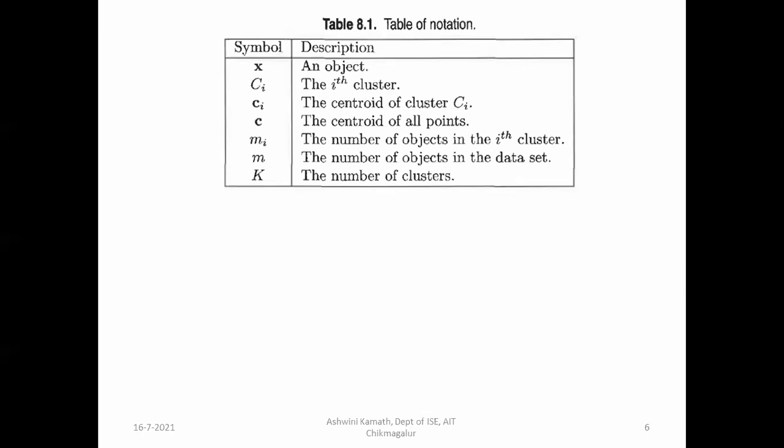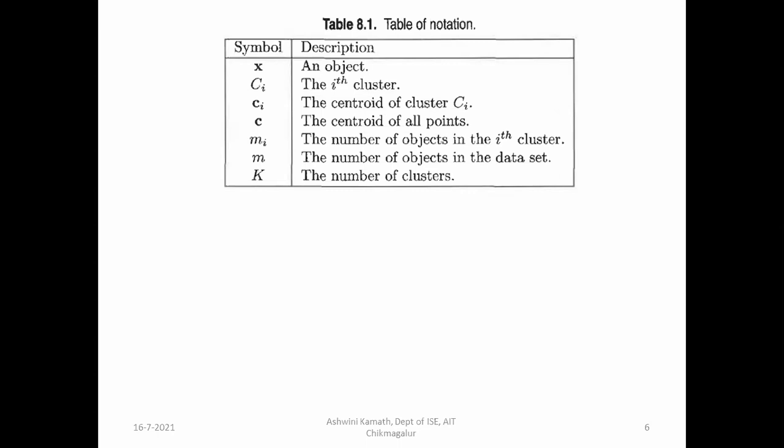So consider this table of notation. This is required for the formulas. Symbol and description are given. Symbol X is an object, for example, in the Euclidean space or in a document. Capital Ci is the ith cluster. Small ci is the centroid of the cluster Ci.